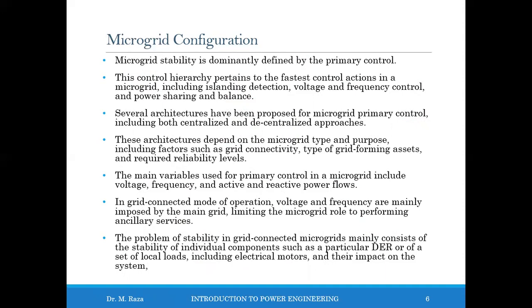The main variables used for primary control in a microgrid include voltage, frequency, and active and reactive power flow. In grid-connected mode of operation, voltage and frequency are mainly imposed by the main grid, limiting the microgrid's role to performing ancillary services. The problem of stability in grid-connected microgrids mainly consists of the stability of individual components such as a particular distributed energy resource, or of a set of local loads including electrical motors and their impact on the system.